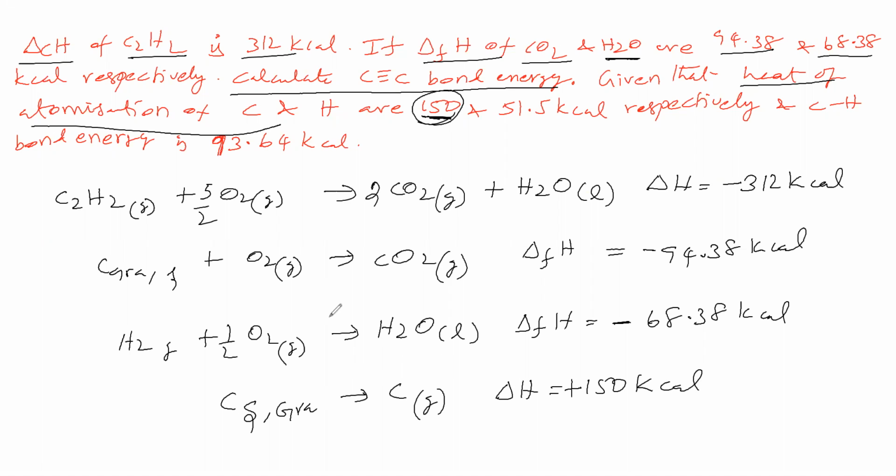Sir, this is over. Next, heat of atomization of H. Heat of atomization of H is 51.5 kilocalories. Atomization of what? Hydrogen. Therefore, the right side is gaseous hydrogen atoms, there is no doubt in that. Atomization means the given thing you have to convert into gaseous atoms. Therefore the right side is gaseous hydrogen atoms, that is confirmed. For that, delta H is given as 51.5 kilocalories.